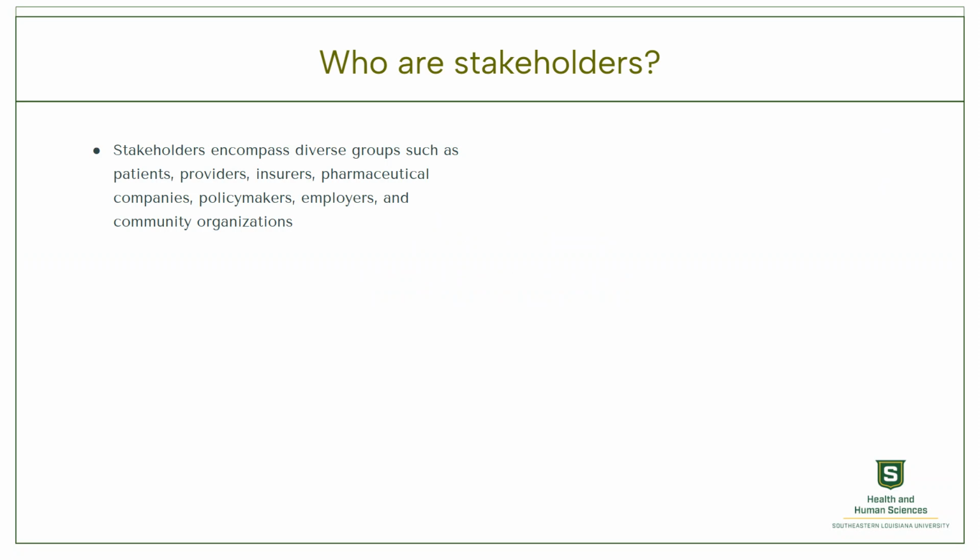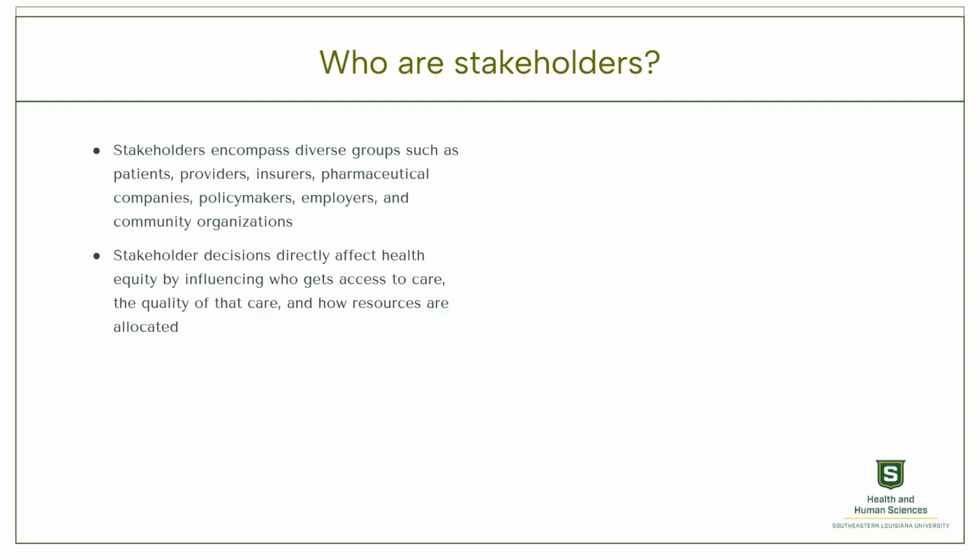So the U.S. healthcare system has a lot of stakeholders, and some of them wield quite considerable power in the way decisions are made in the US. So stakeholders' decisions directly affect health equity because they hold a lot of power and influence in deciding who gets access to care, what quality of care is available, and how resources are allocated to different populations and also to different health services.